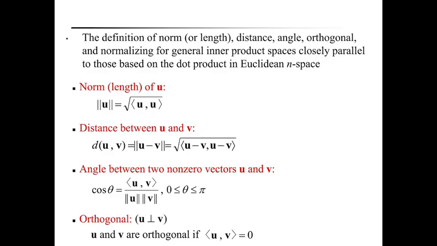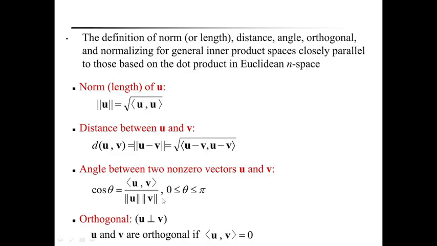Here we see the definitions for norm, distance, angle and orthogonal. Norm is nothing but length. We call it the norm of u or the length of u. So the norm of u is the square root of inner product u comma u. The distance between two vectors is defined as the norm of u minus v, which is the square root of inner product u minus v comma u minus v. Then the angle is defined as cos theta equals inner product u comma v divided by norm of u times norm of v, where theta lies between 0 and pi.